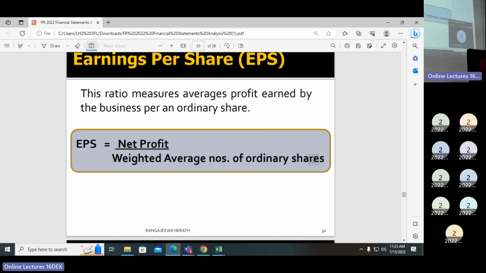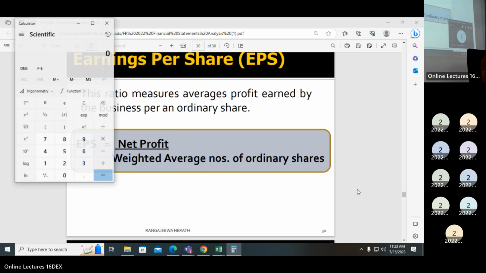Now, for an example, if a company has 2 million shares at the beginning of the year, during the year another 1 million shares were issued. End of the year we have 3 million shares. So when you take the weighted average shares, okay, you take 1 million shares, how long these 1 million shares were there? 3 months. So 3 out of 12.